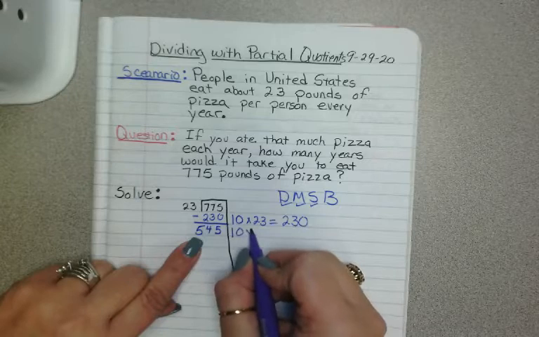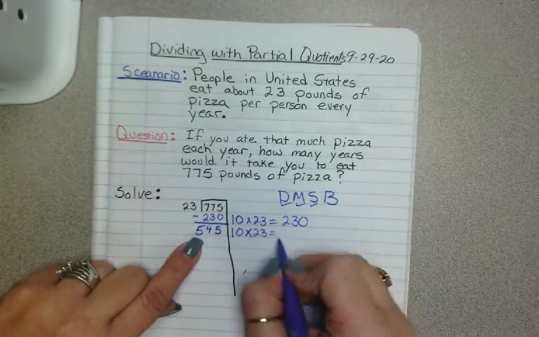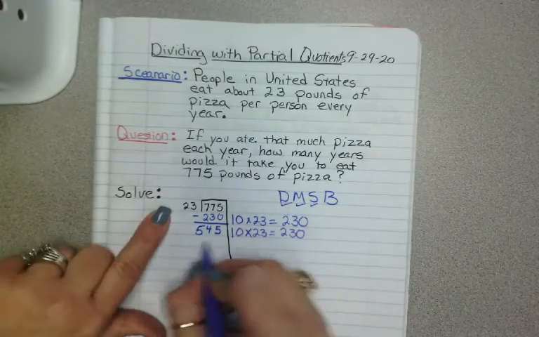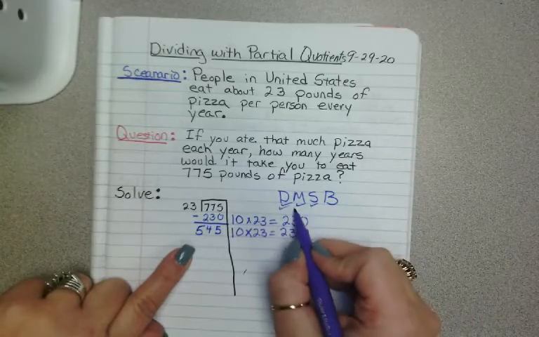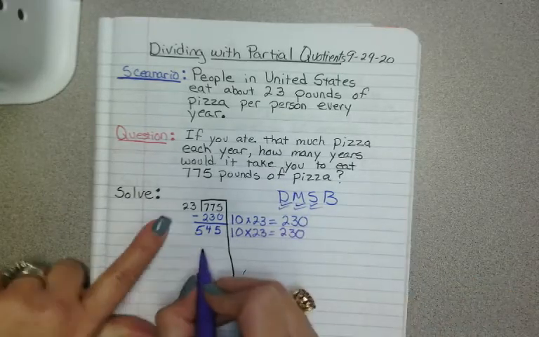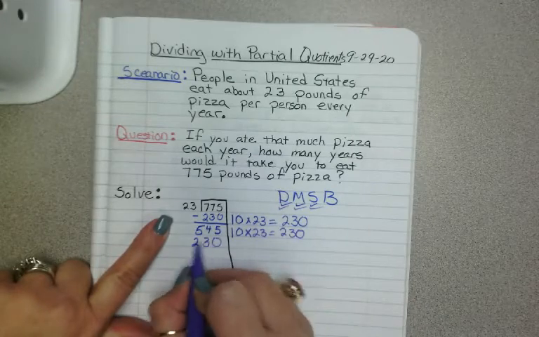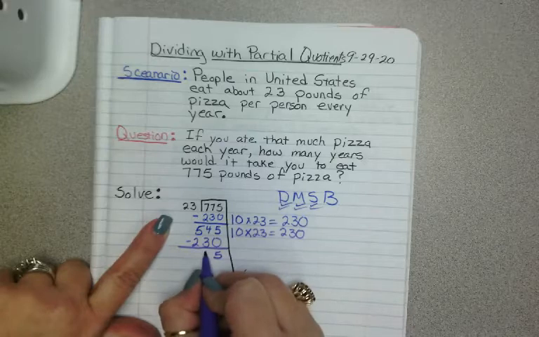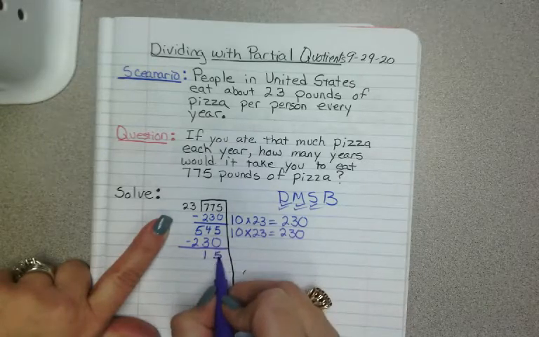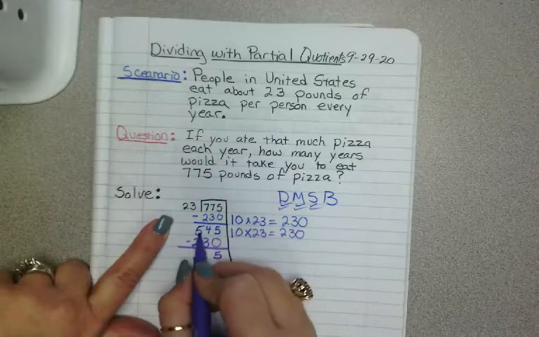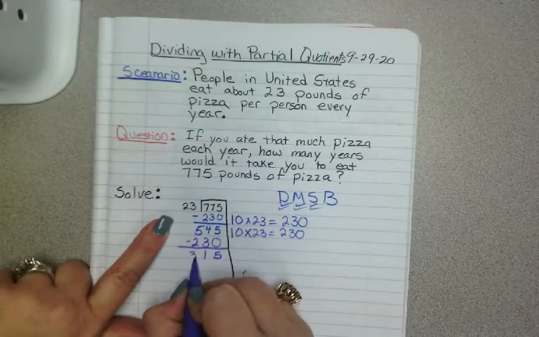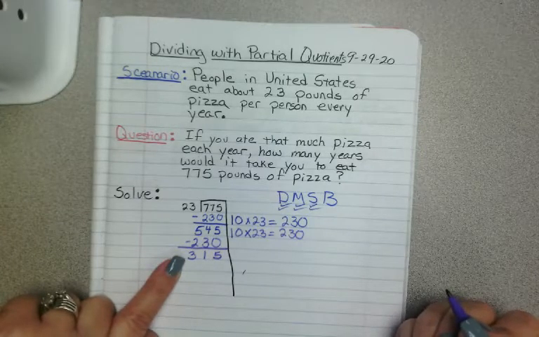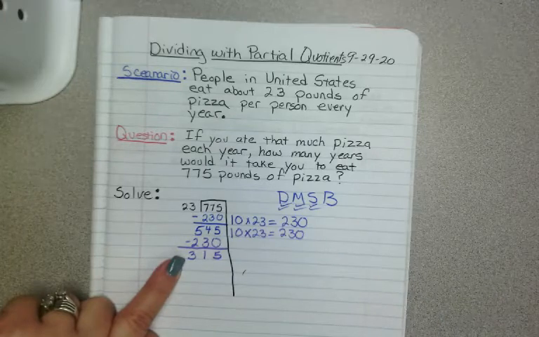So 10 times 23 is again 230. We made our division decision. Now we're multiplying. Let's do a little subtracting. 5 minus 0 is 5. 4 minus 3 is 1. 5 minus 2 is 3. All right, we're doing great. We're going to do it again.